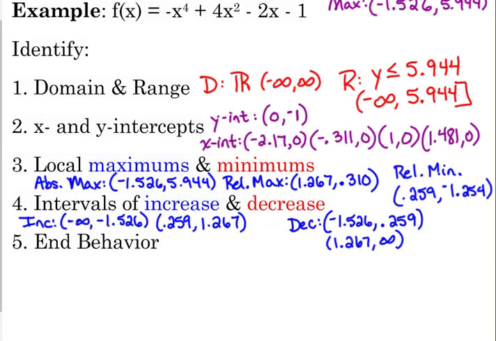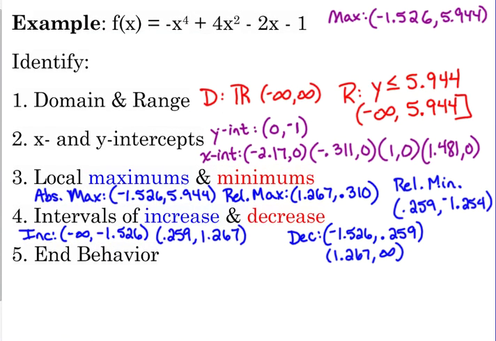And then last but not least, let's talk about end behavior. You can do this from the very beginning. I encourage you to do this at the beginning so you can practice doing it without your calculator. As x approaches negative infinity, as x approaches positive infinity. Okay, so I know I've already looked at the graph. I know what it looks like, but let's think through the process.